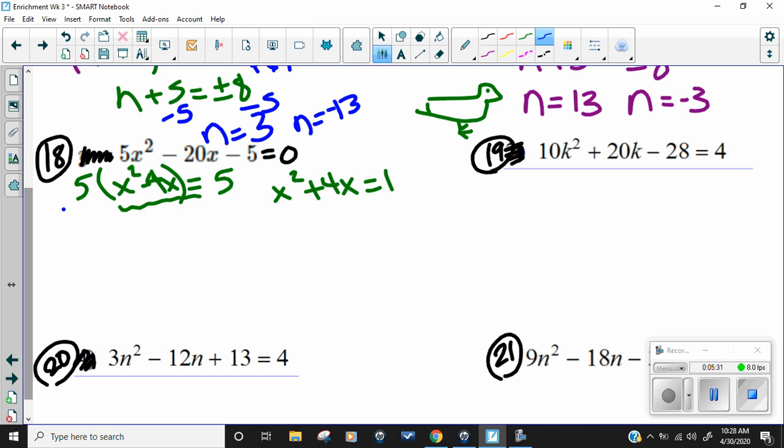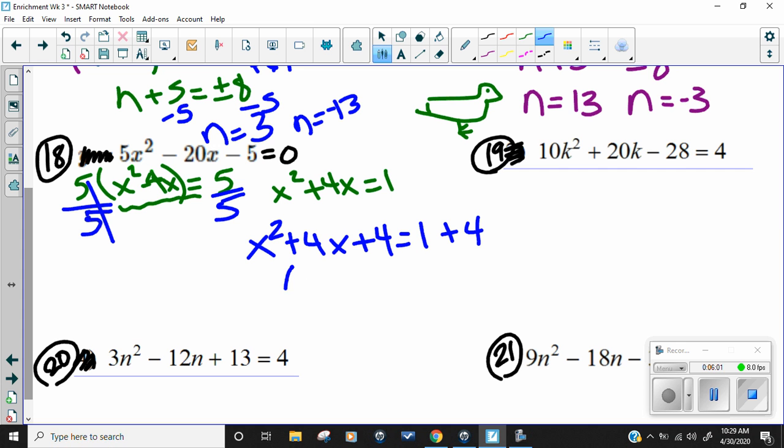But this is multiplication, so I could divide by 5, and I get that to cancel. x squared plus 4x equals 1. So here I could complete the square. What's half of 4? 2. What's 2 squared? 4. So I get 4x plus 4. Now since I added 4 to that left side, I have to add 4 to the right side. And then this is x plus 2 times x plus 2 equals 5. Then you go on from there.